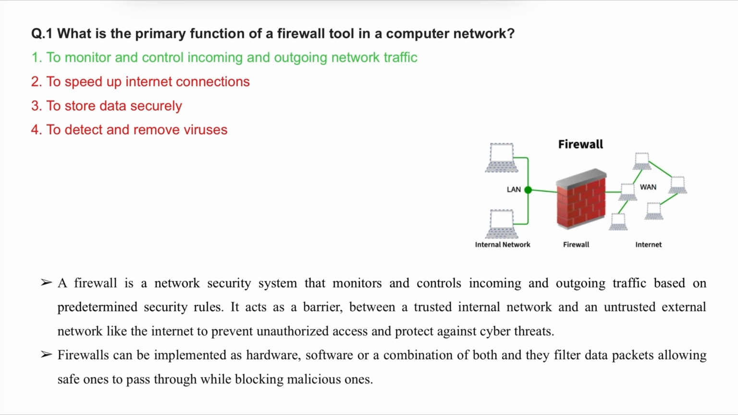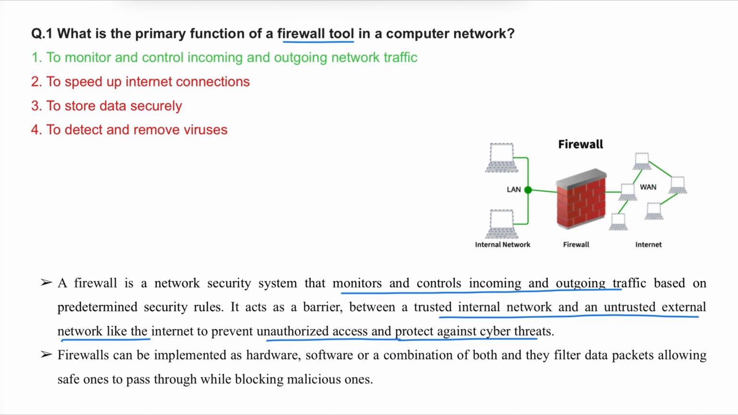Question number 1. What is the primary function of firewall tool in a computer network? Firewall is a network security system that monitors and controls incoming and outgoing traffic based on predetermined security rules. It acts as a barrier between a trusted internal network and an untrusted external network like the internet to prevent unauthorized access and to protect against cyber threats.